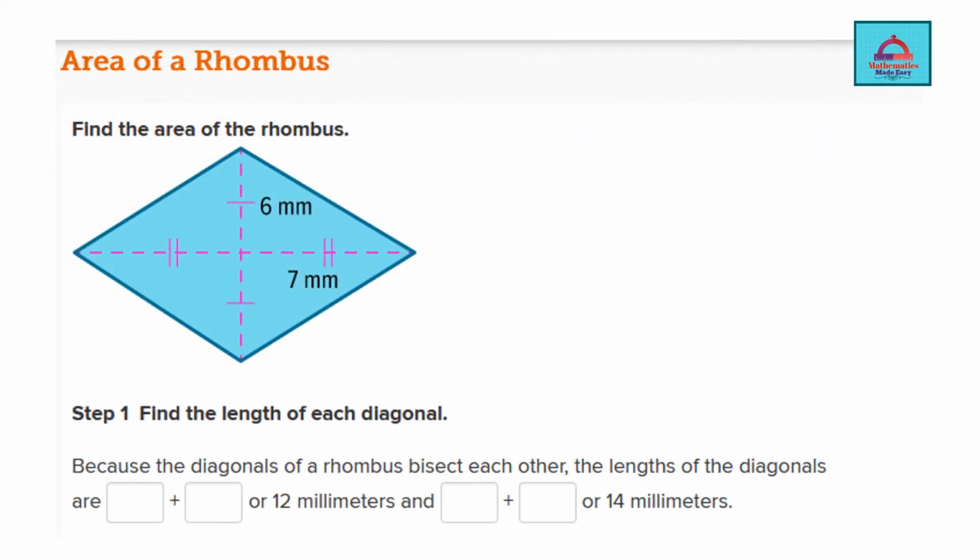Let's do a very simple question. Here you are given a rhombus. Half of the length of diagonal is given. So if this is 6, both are equal, so this is also 6. If this is 7, both are equal, so this is also 7. So what is the length of the diagonal? It's given that the diagonals of the rhombus bisect each other. Bisect means divide into two equal parts.